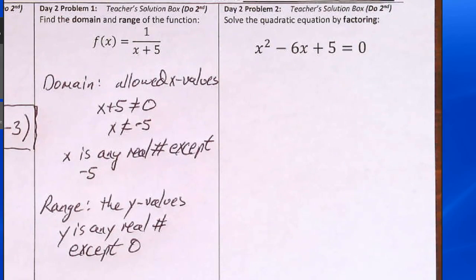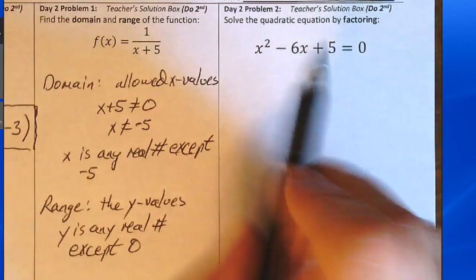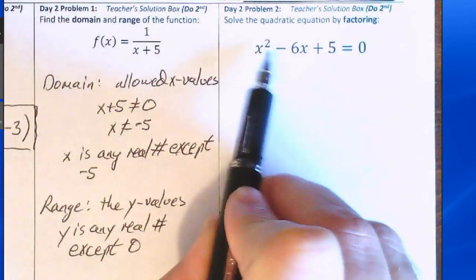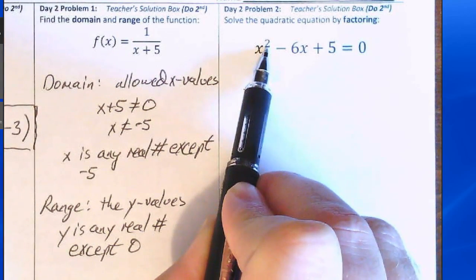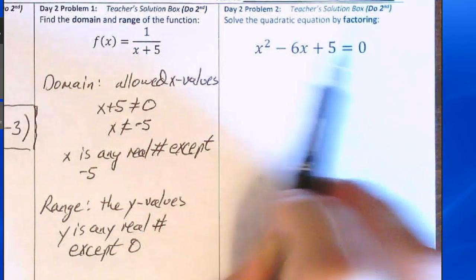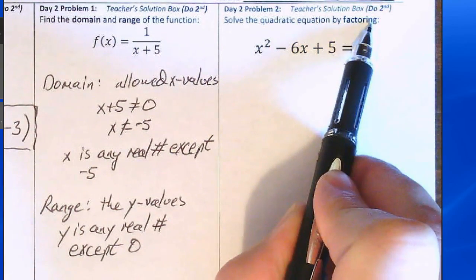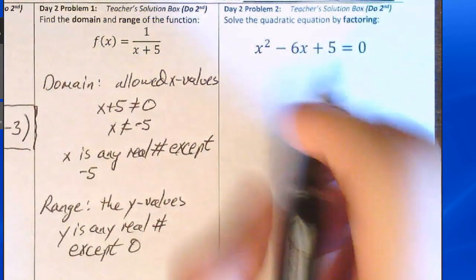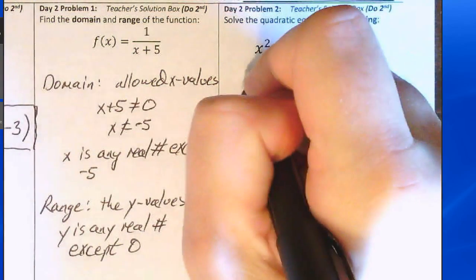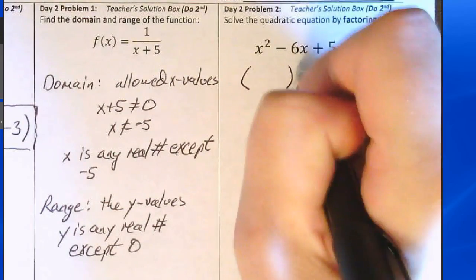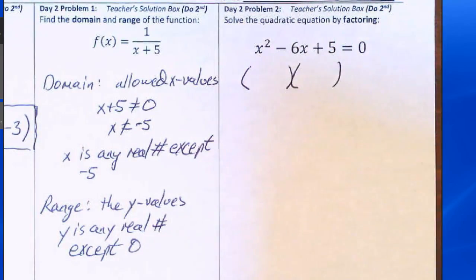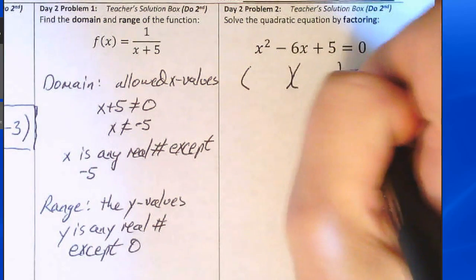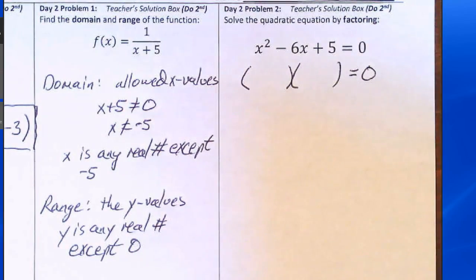Day 2, problem 2. Solve the quadratic equation by factoring. So we want to solve this equation for x. It is quadratic, so we expect to get 2 answers for x. And we're told to use factoring as our method. So we want to look at this trinomial and figure out how to factor it. Trinomials factor into a binomial times a binomial pattern. On the right side, they'll still be the equal 0.